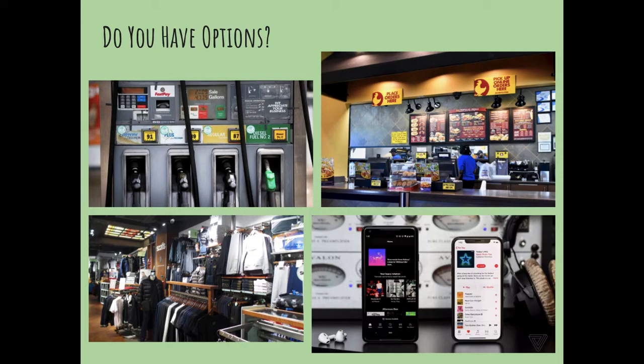So the first slide, do you have options? It's getting you to think about the stuff that you buy: gas, fast food, clothes, or technology. Where do you go to get those things? Do you have a lot of options? You know, in Brandon, we've got a few gas stations. Fast food, we've got a few different options. For clothes, girls have a few options. Guys, we've got nothing. For cell service, we've got Verizon, and then we've got Verizon. So we're very limited in some options.